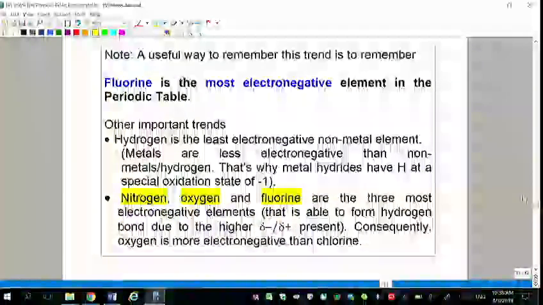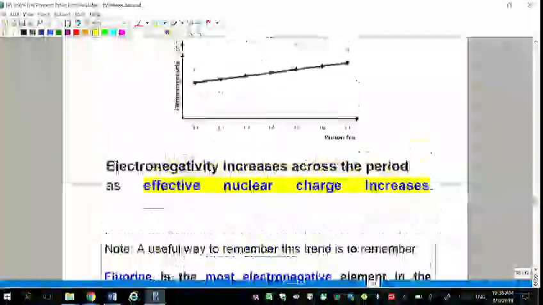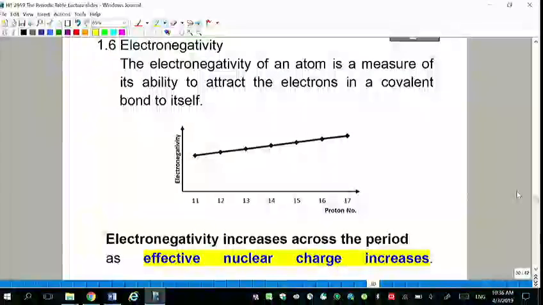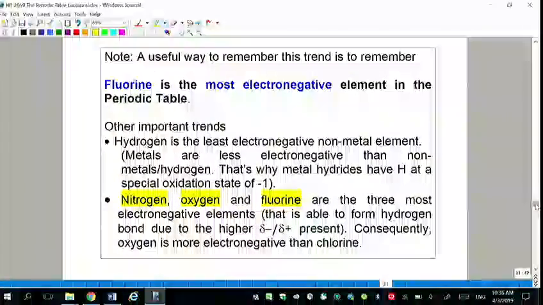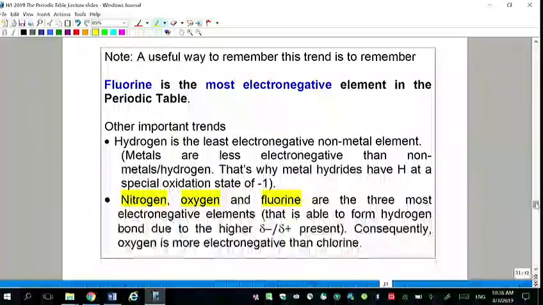So over here, the explanation is that you need to recognize that the effective nuclear charge increases across the period. So that is why the electronegativity increases across the period. Generally, some important trends to take note of: hydrogen is the least electronegative non-metal element. And the three most electronegative elements that you need to take note of are nitrogen, oxygen, and fluorine.